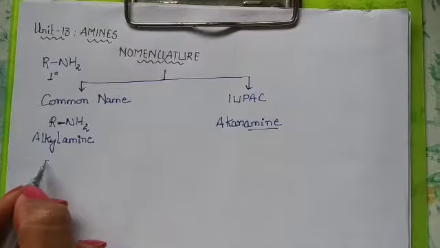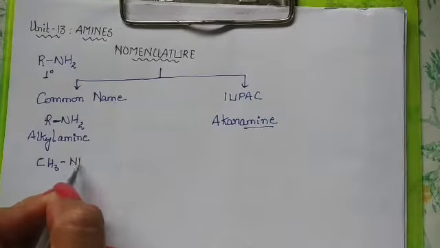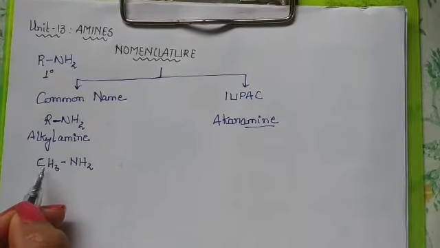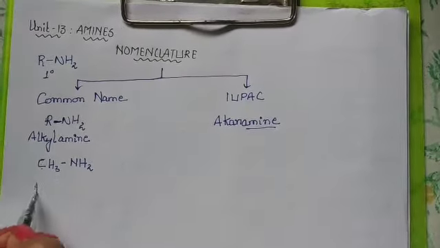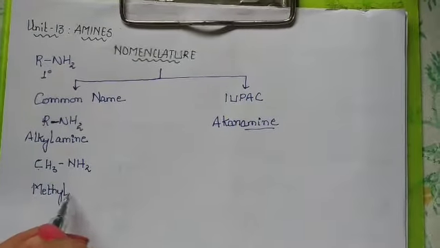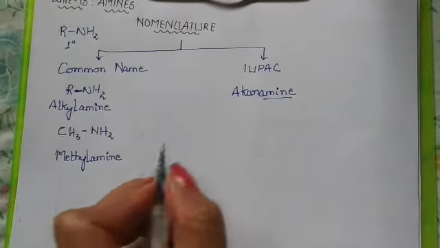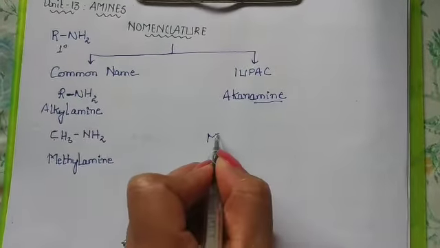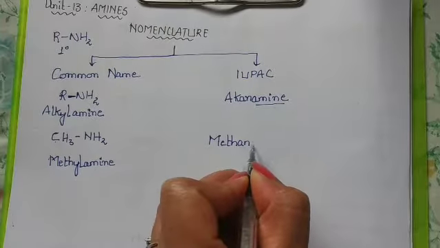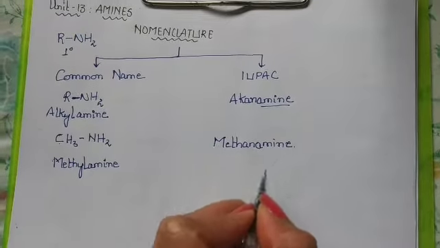Now, let us do an example here. CH3NH2. CH3, one carbon atom, is methane, so therefore the common name will be methyl amine. And the IUPAC name for this compound will be methane amine, where the E is replaced, methanamine.